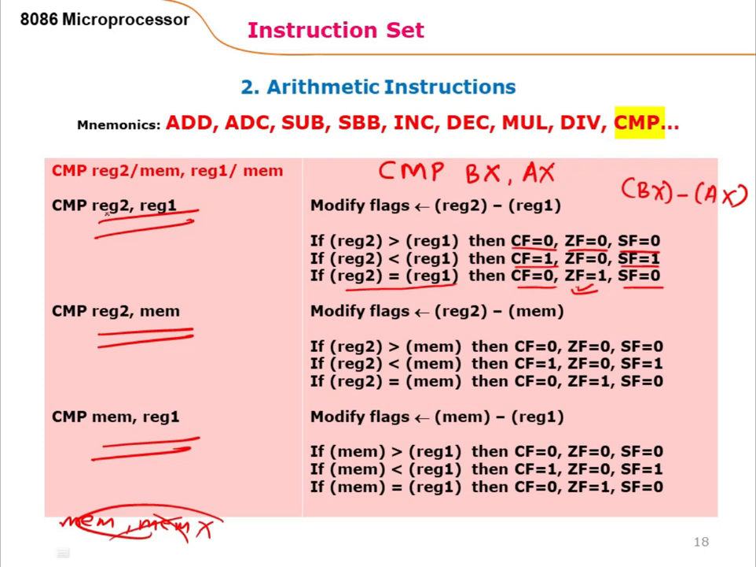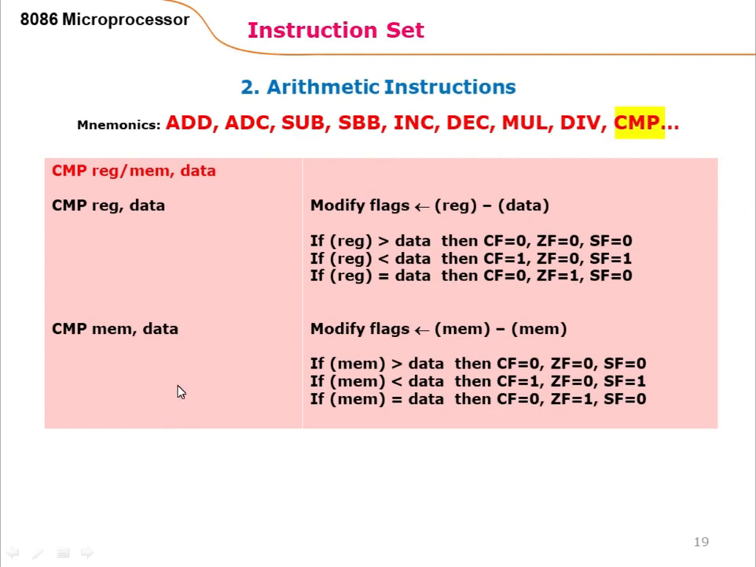So by using this compare instruction, we can check whether the contents of these two registers are equal or not. These instructions can also be used to check the greater or smaller value. Similarly, we can use this instruction as compare register, memory and compare memory, register. Then we can use compare on immediate data also. So we can directly compare the contents of a register with the data, or the contents of a memory location with the data.